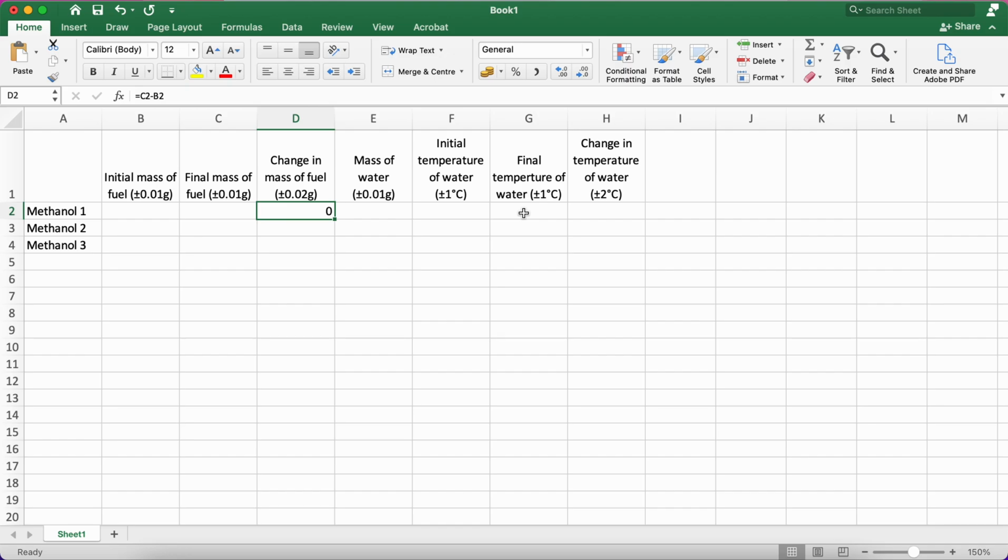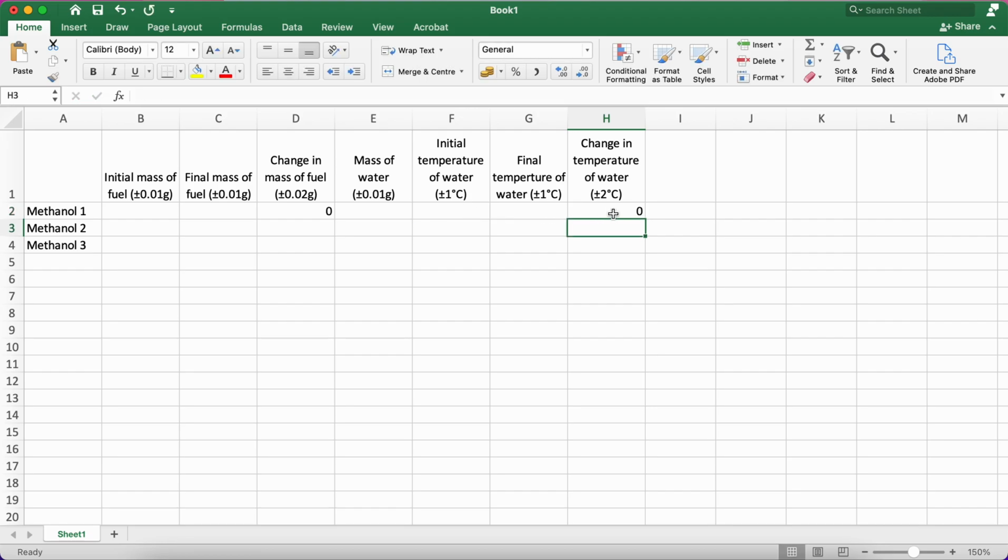Same with the change in the temperature of the water. I want it to be the difference between these two. So I'm going to type in equals, and now it's G2, because you can see it's column G, row 2, minus F2.